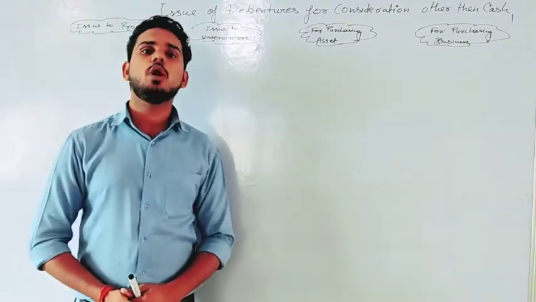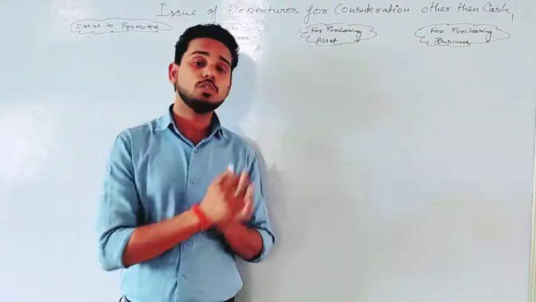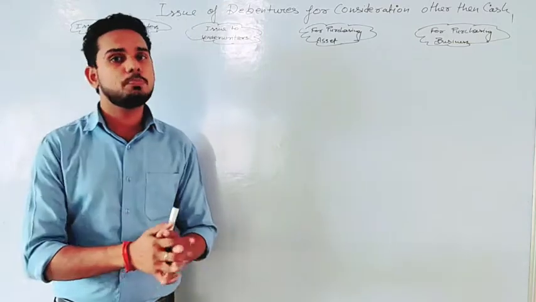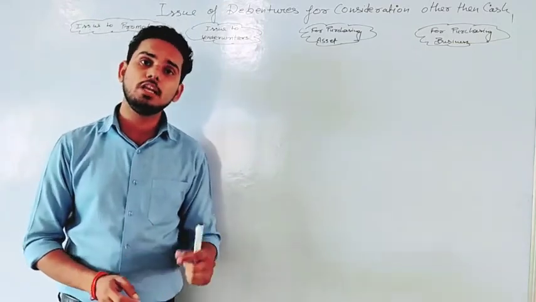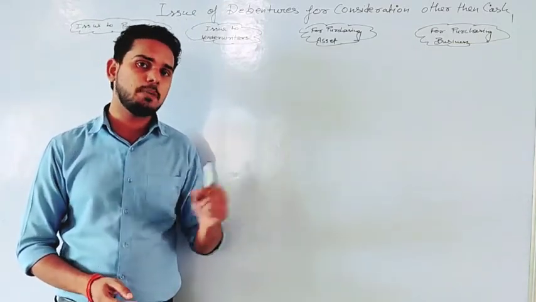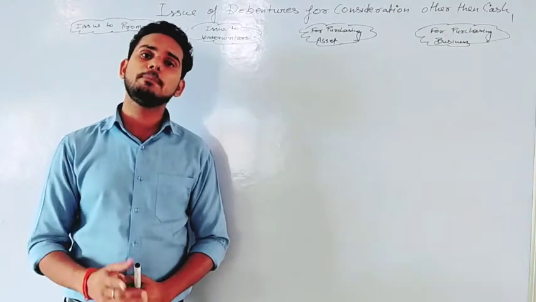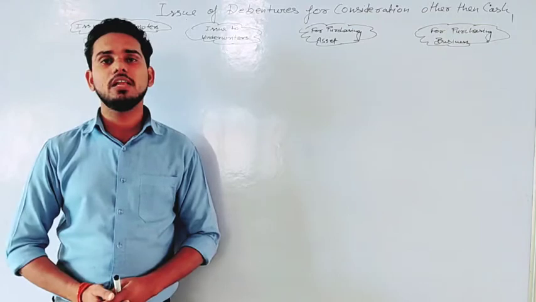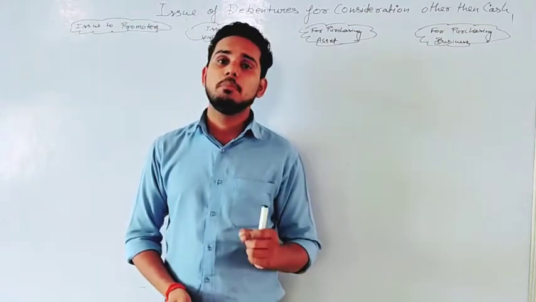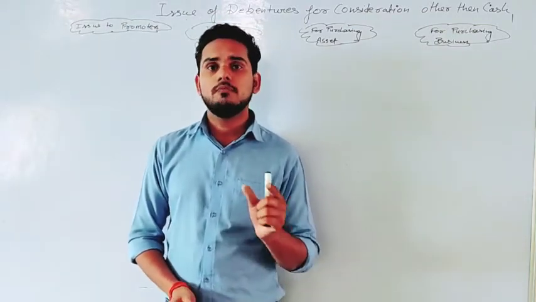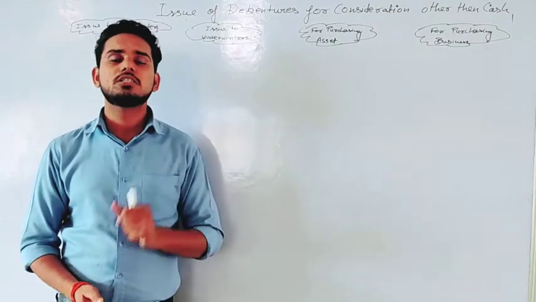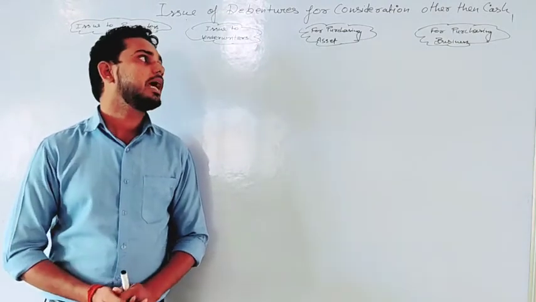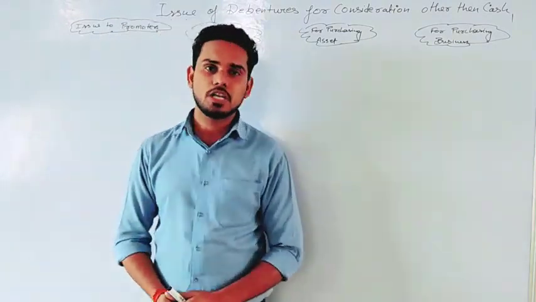Next one is for purchasing assets. So if a company, let's suppose, purchases a building, the company needs to pay that vendor, that person from whom the company purchased that particular building. So in this case, the company will not pay them in cash, but the company will give them debentures with the same value. Okay, right. Last one is for purchasing business.